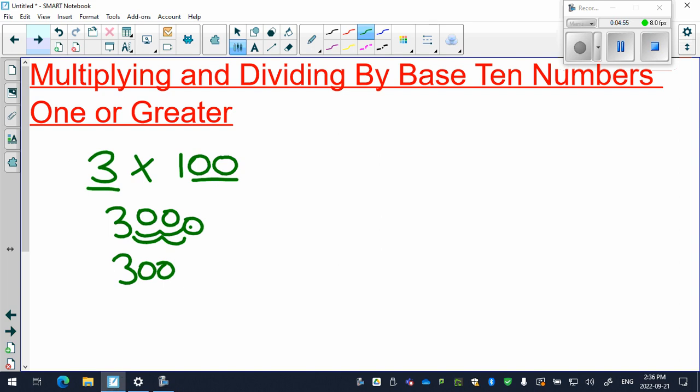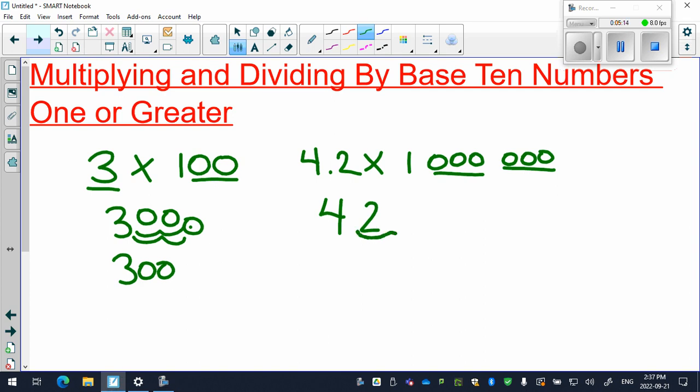Either works. If we had this as a decimal, 4.2 times, let's go a million, just because I started writing it wrong. We have to move this now by 6 place values. So there was our decimal, 1, 2, 3, 4, 5, 6. And each of these gets filled in by a 0, all the blank spaces. So that number there is 4,200,000.